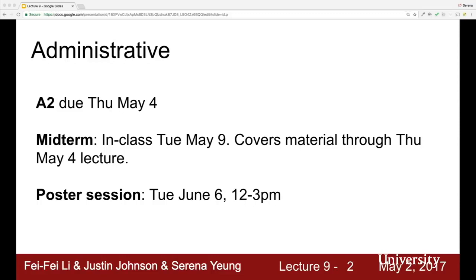The poster session, we've decided on a time. It's going to be Tuesday, June 6th from 12 to 3 p.m. So this is the last week of classes. So we have our poster session a little bit early during the last week so that after that, once you guys get feedback, you still have some time to work on your final report, which will be due finals week.